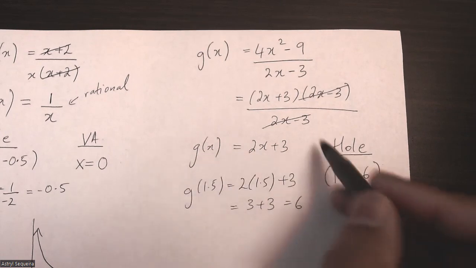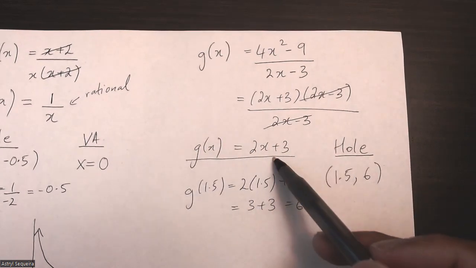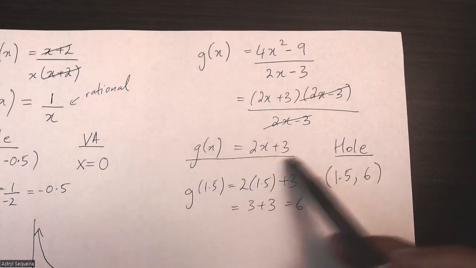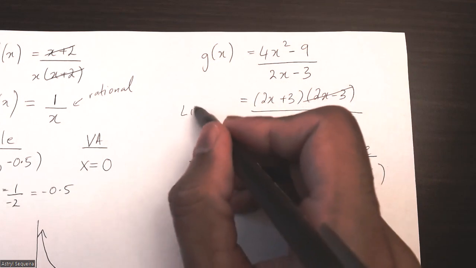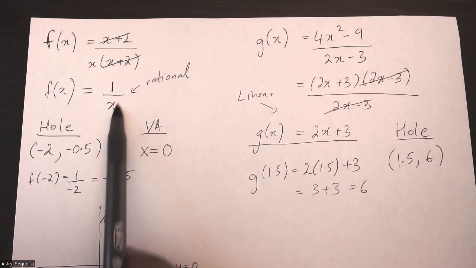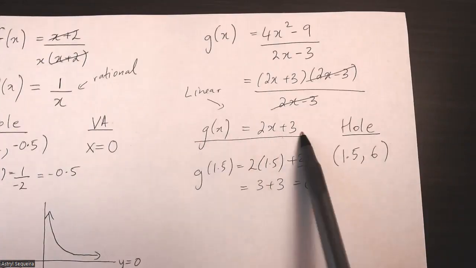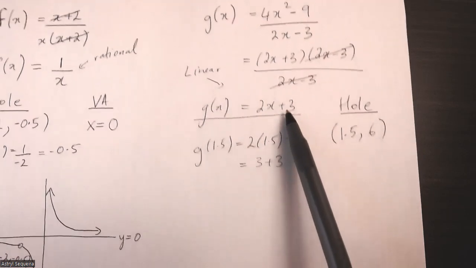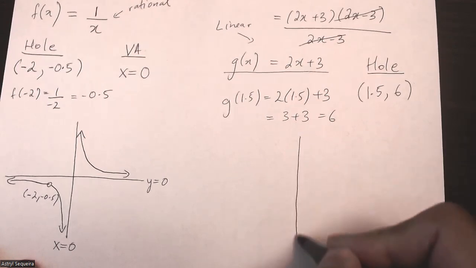Now, if you take a look at this simplified equation here, we have to decide, is this linear or is this rational? You can very easily tell that this is a linear equation. So comparing it to the first example, after we simplified, we had a rational function. Over here, after we simplify, we have a linear function. So now we just have to sketch this linear function over here.